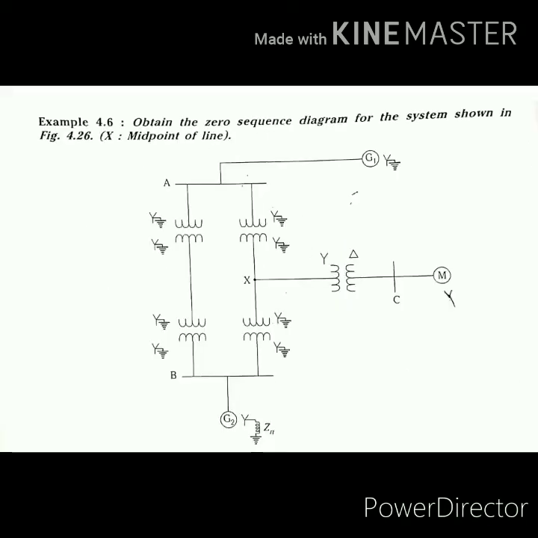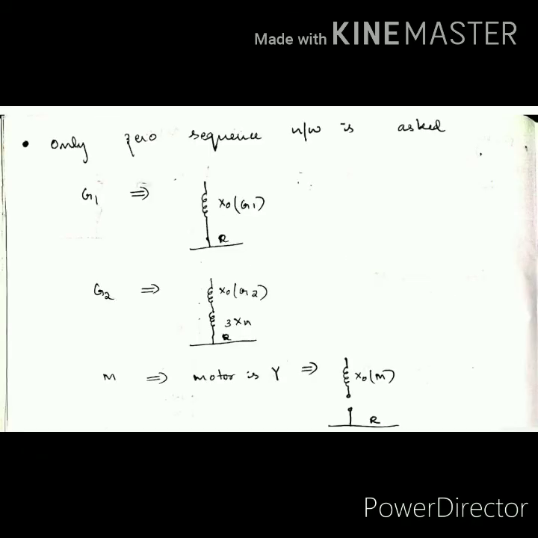So now we'll see example 4.6. Again here, for the given diagram, you have to draw only zero sequence network. Okay, and X is nothing but midpoint of the line. Now what are the components? You have G1. See the solution. For G1, how it is connected? Star whose neutral is solidly grounded. So you just have X naught of G1.